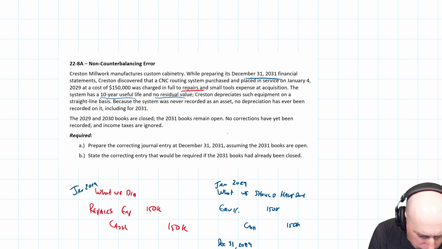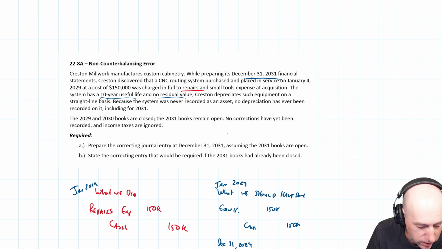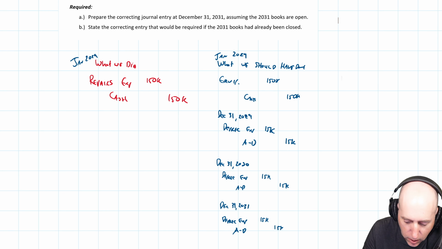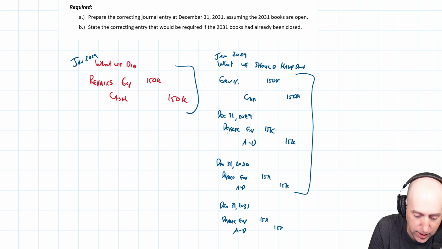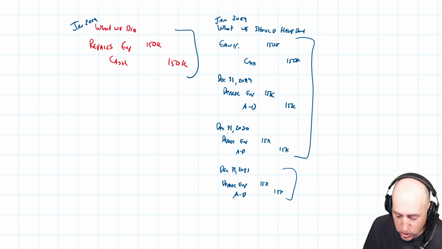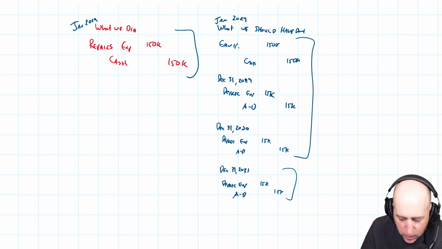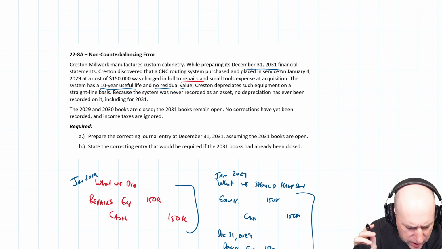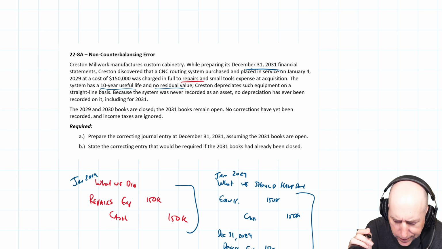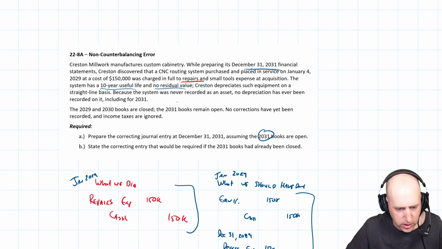Creston depreciates such equipment on a straight line basis. Because the system was never recorded as an asset, no depreciation has ever been recorded on it, including for 2031. The 2029 and 2030 books are closed. 2031 books remain open, meaning if I want to do a prior period adjustment, it's these items that need adjusting. This one I can just do a straightforward journal entry for, because it's still 2031. The books are still open, so not a lot of drama with that one. No corrections have yet been recorded. Income taxes can be ignored. It says prepare correcting entry, assuming the 2031 books are open. The 2029 and 2030 books are closed.